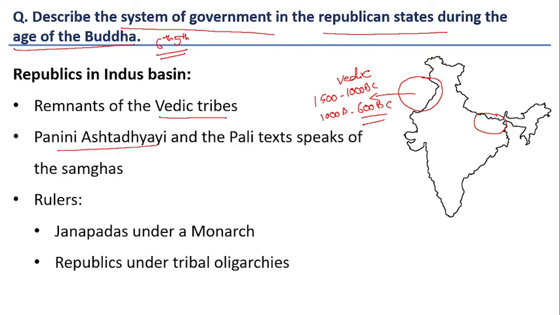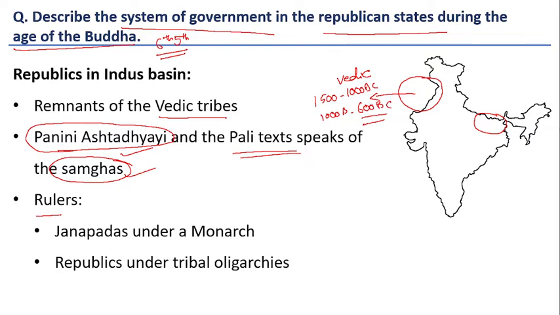Panini's Ashtadhyayi is very important from a prelims point of view also. Panini has written a grammar called Ashtadhyayi. He also mentioned some republics called Sanghas. And Pali texts, Buddhist texts, also speak of Sanghas that existed during the 6th and 5th century BCE.